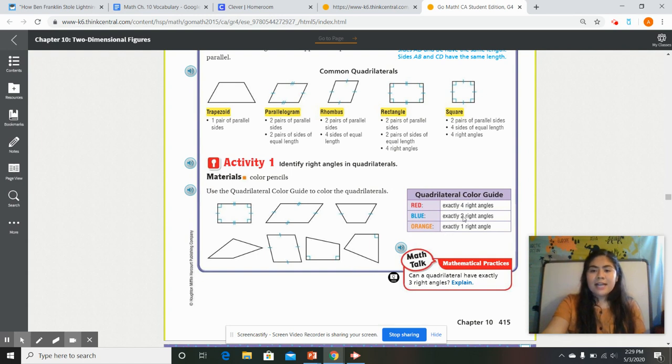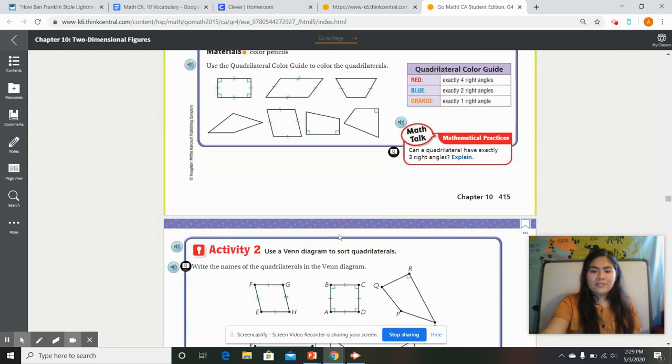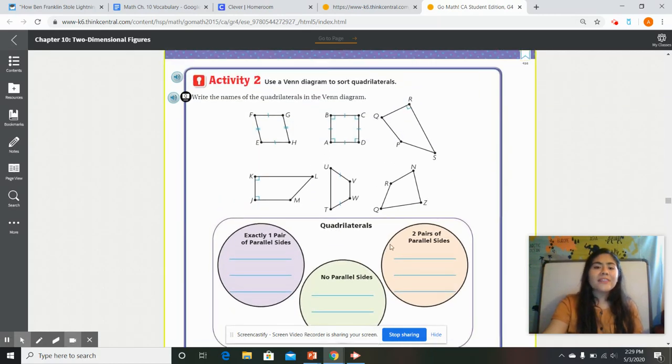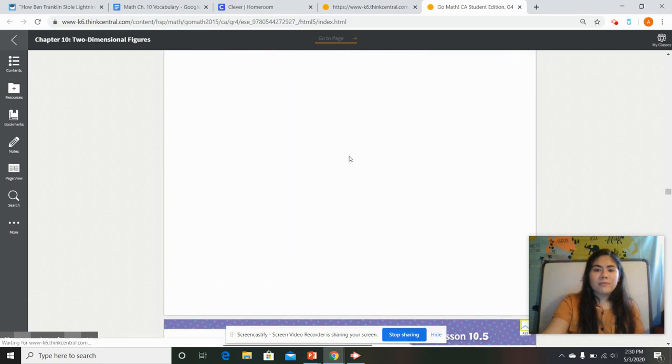Then this one says exactly 2 right angles. Well, are there any here? Maybe this one that have 2 right angles. And the last one says exactly 1 right angle. So it's a pretty simple activity. Now down here, we're going to write the names of the quadrilaterals in the Venn diagram. So these are the names that you need to remember.